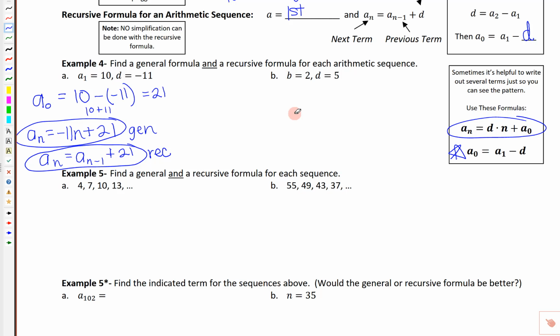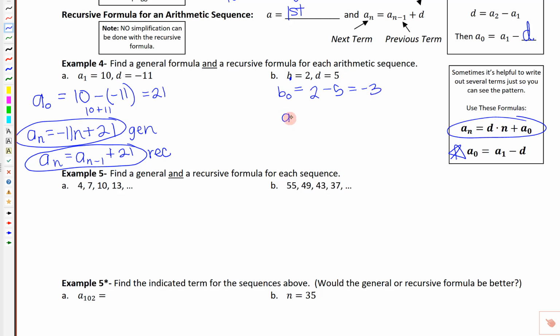Okay, so now we're going to do this next example. They use the variable b instead of a, but it works the same way. So we need to find our general formula. So first we need to find b sub 0. In order to find that, I take the first term, which this one they did not have the subscript of 1, but if it's not written, it's assumed that it is b sub 1. So 2 minus the difference, and we get negative 3. Okay, now we can write our general formula.